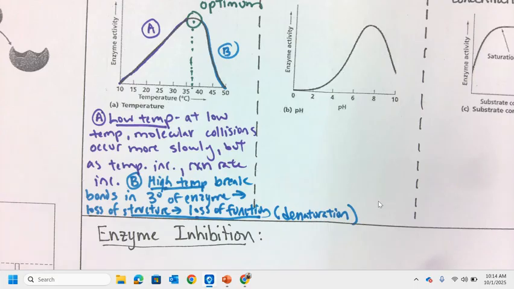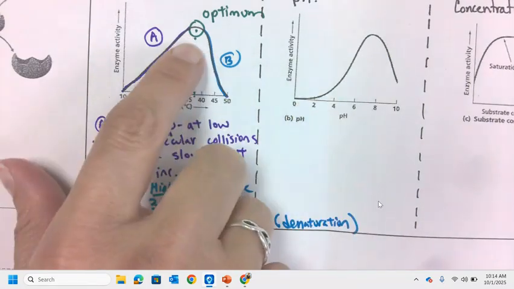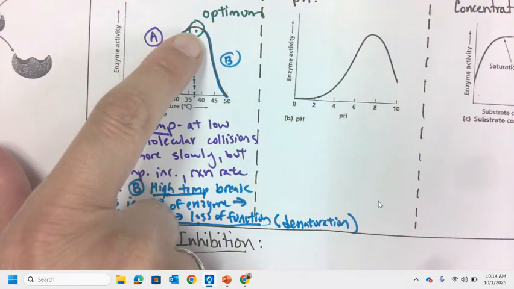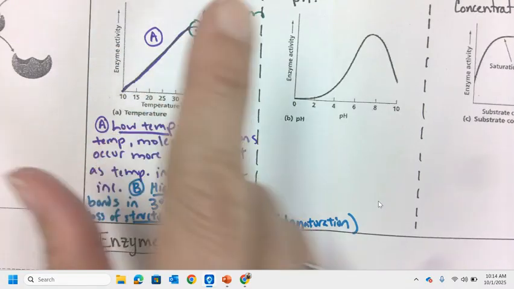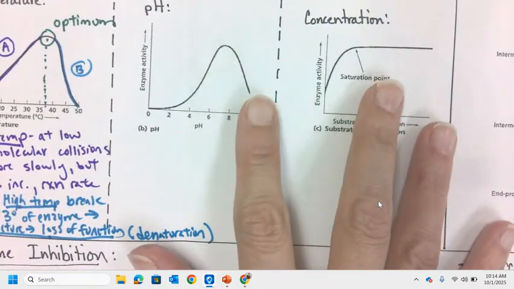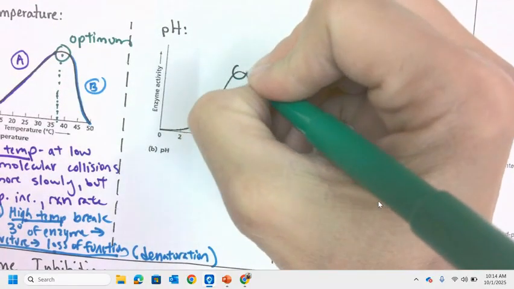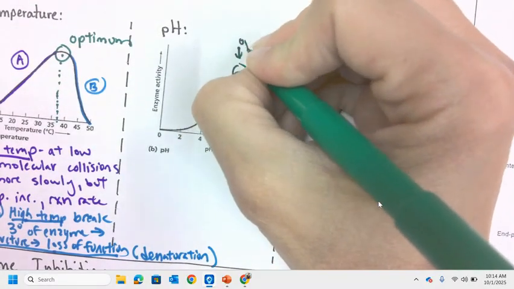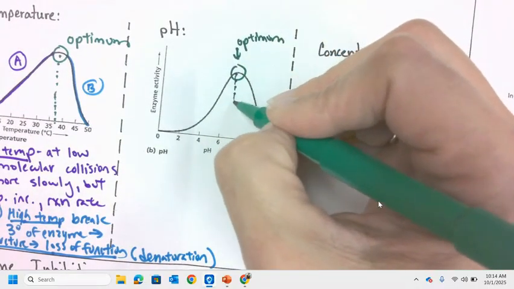pH has a similar but not the same curve. With temperature, you have a slow increase in reaction rate, an optimum reaction rate at the optimum temperature, and then a fast decline. Whereas pH is going to look more like a bell curve, although this graph doesn't look exactly like I'd like it to look, so we'll edit it a little bit. Again, there is an optimum pH at which each enzyme works, and for this specific enzyme, it's 7.